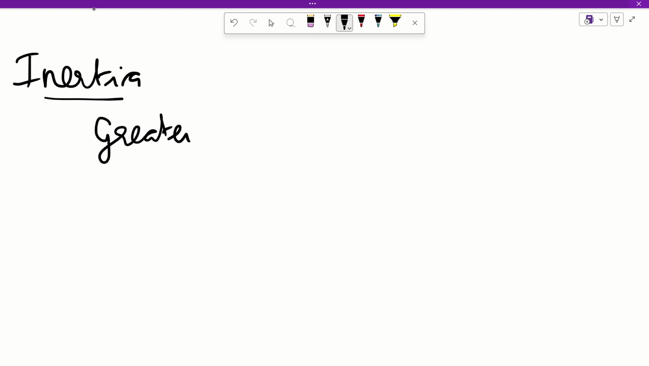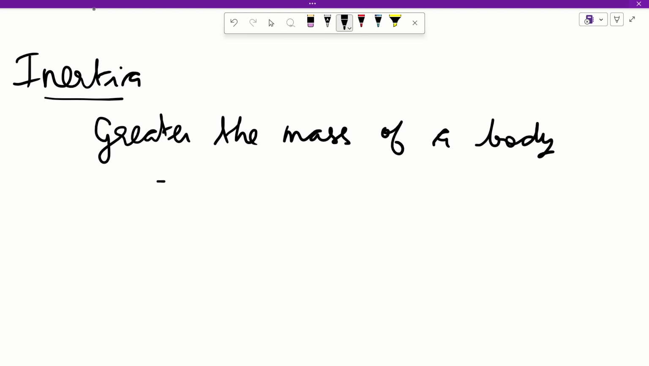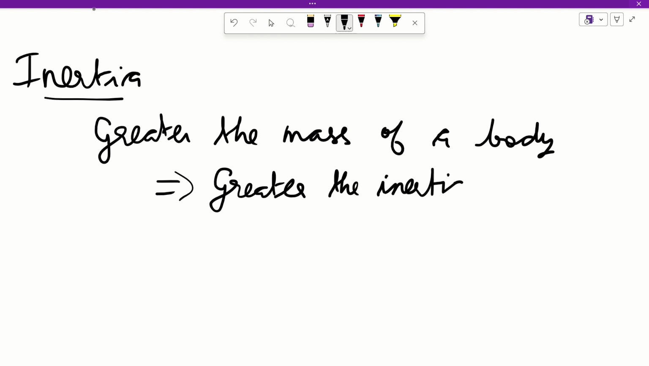Greater the mass of a body implies greater the inertia. Okay.